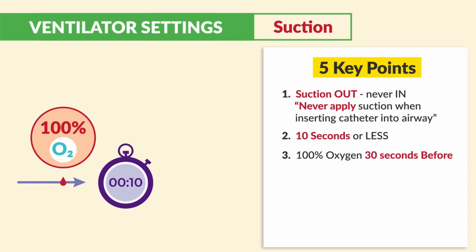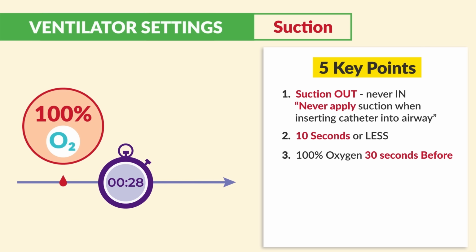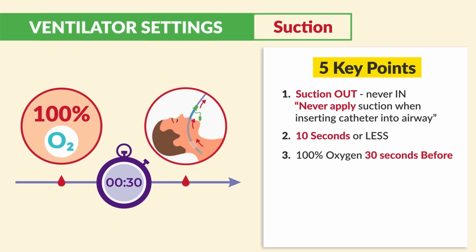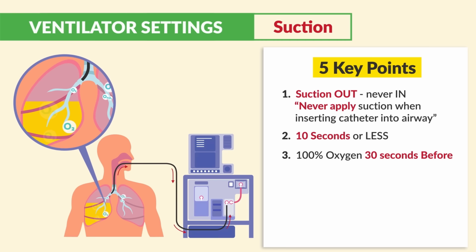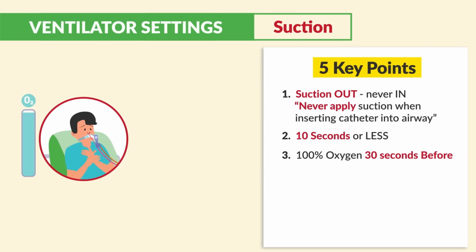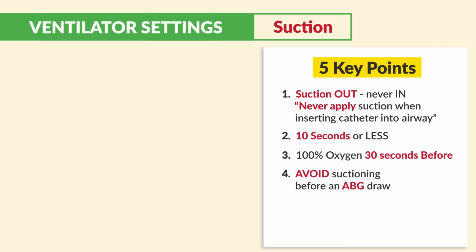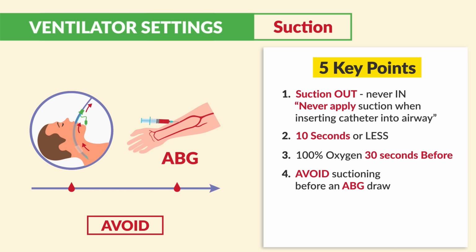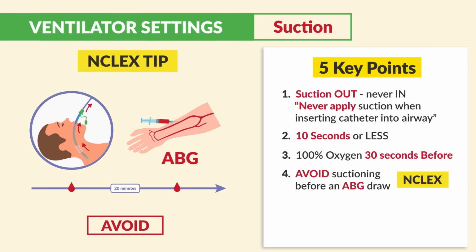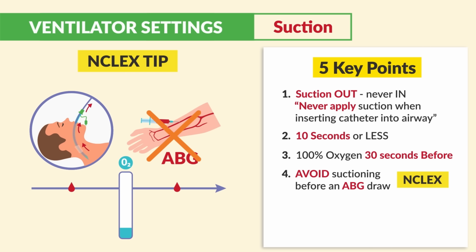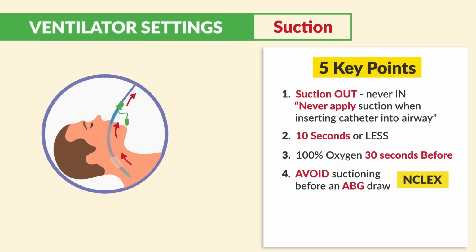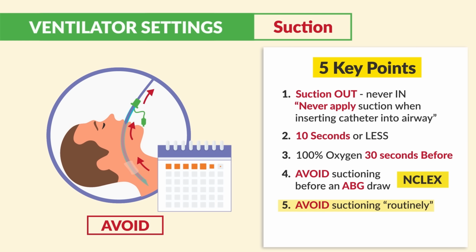And number 3, 100% oxygen 30 seconds before suctioning, since suctioning can remove oxygen and secretions at the same time, which causes a huge risk for hypoxemia and even cardiac dysrhythmias. Now, number 4, we avoid suctioning before ABG draws. Huge NCLEX tip here. We have to wait at least 20 minutes since it will deplete oxygen levels and show incorrect results. And number 5, avoid suctioning routinely.